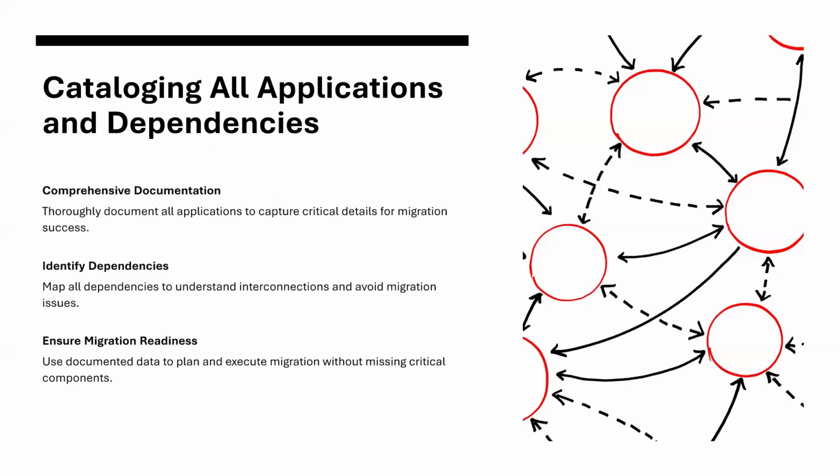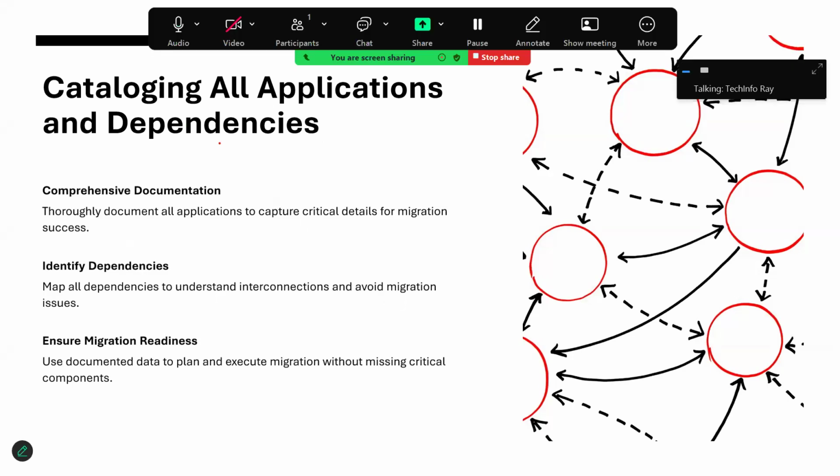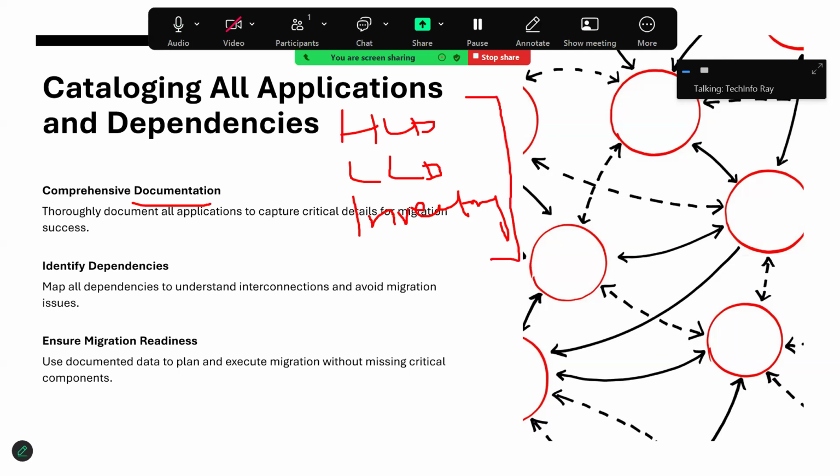So, comprehensive documentation, right? For example, you can ask for HLDs of the application and of the infrastructure, low level designs of the application, and the inventory of the application. You can ask for all these things from the respective spokes that are there. Based on the information gathered, you can see how the application is working and what dependencies it has on other services or other components.